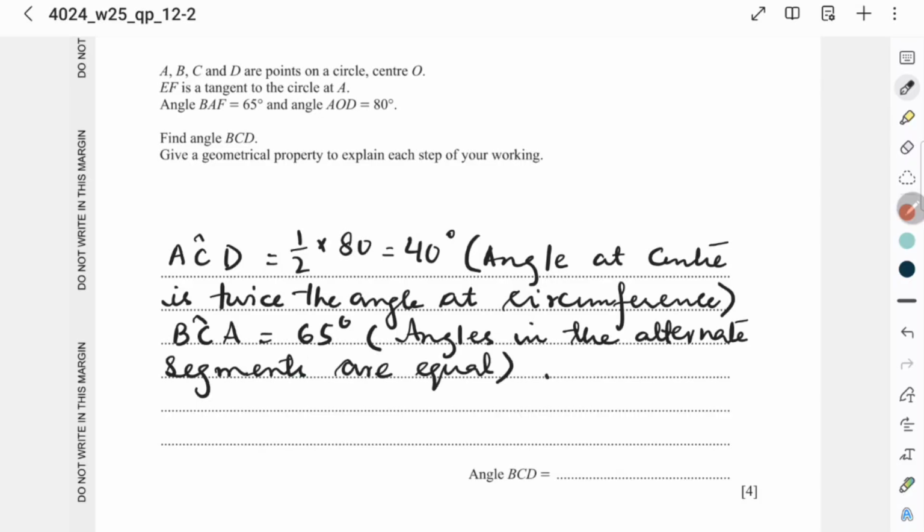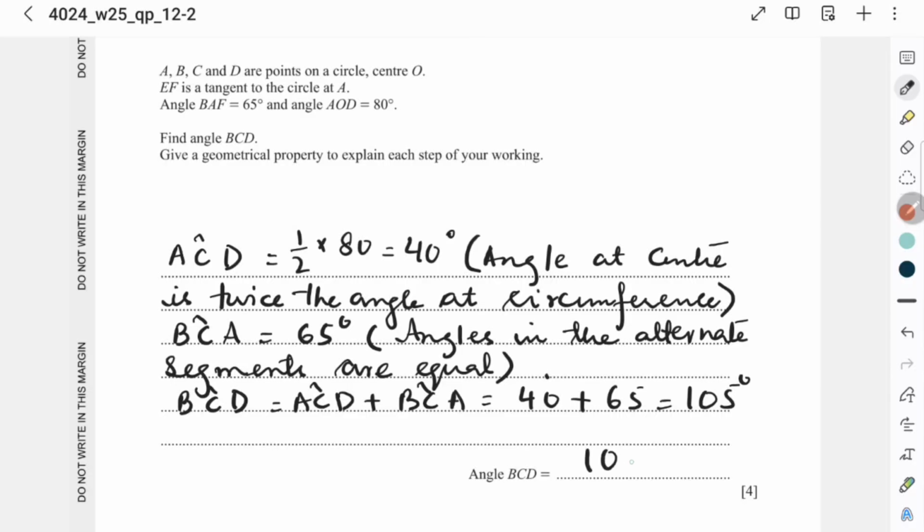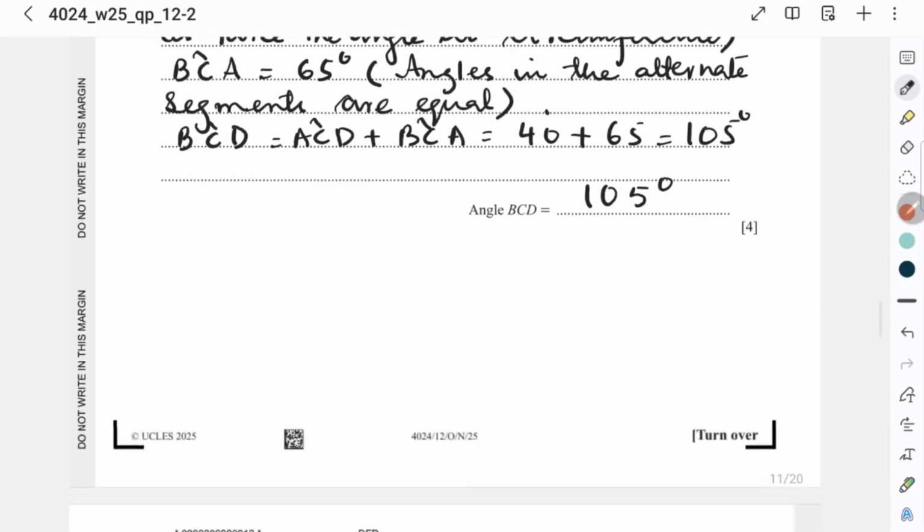Then afterwards we know that BCD is required. That is equal to ACD plus BCA. That is equal to 40 and 65. That is equal to 105 degrees. So that's the total angle which is required here. So 105 degrees is the answer for this question. Let's go to the next one.